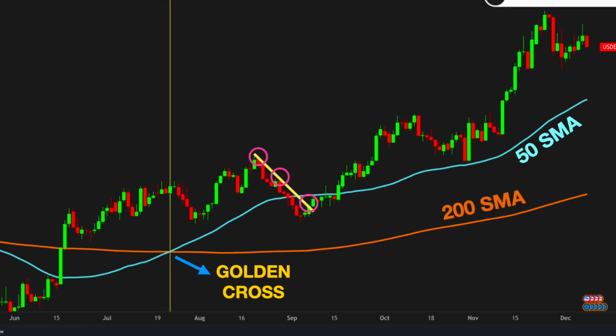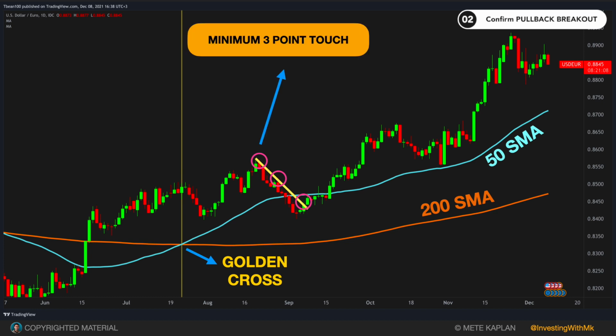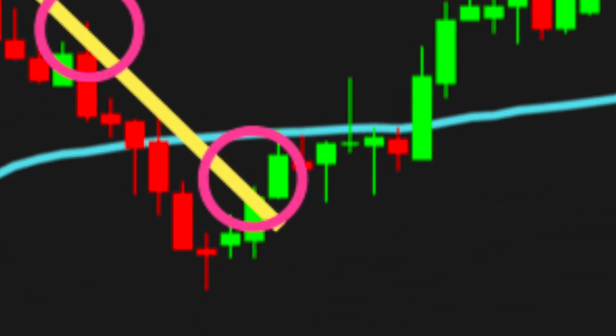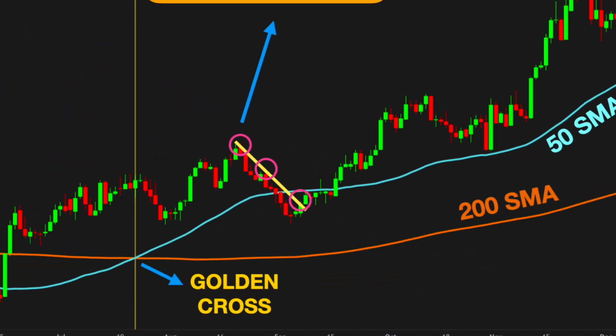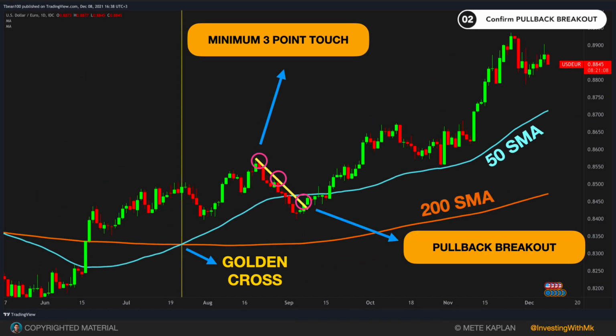Not everything is a valid pullback. So that small downtrend should touch resistance of the trend channel at least 3 times. Detecting pullback breakout is so simple: a nice green candle breaks out the trend resistance line. Don't worry, we will see so many examples. You will fully understand it.